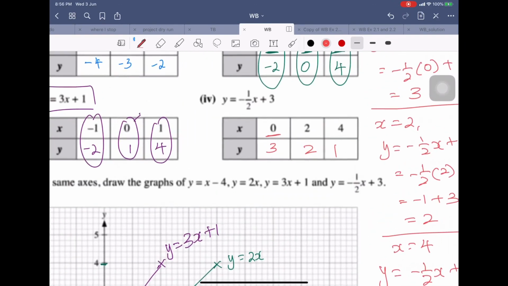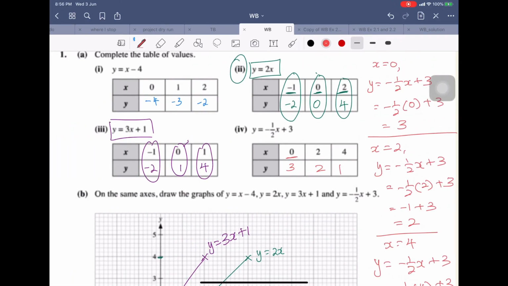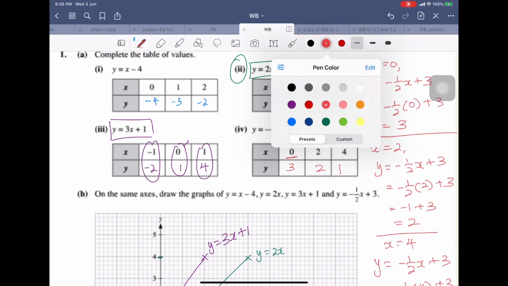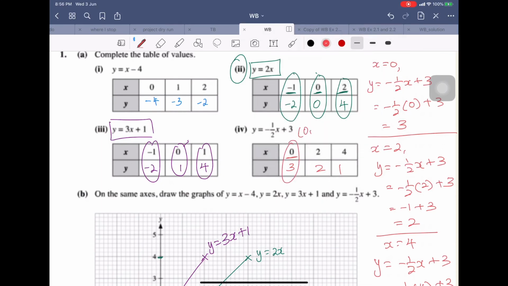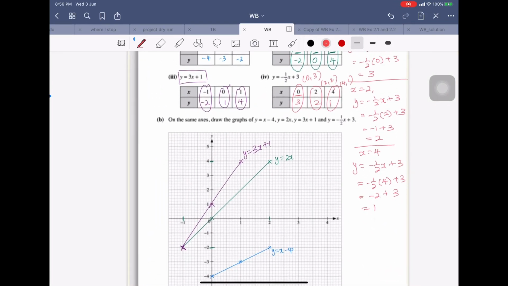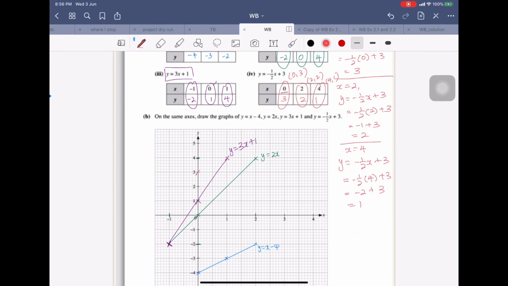After you have found the corresponding y value for each x, you can form your coordinates. So 0, 3, 2, 2, and the last pair is 4, 1. So what I do is I plot these 3 points on your graph. So this is 0, 3, 2, 2, 4, 1. You join them with a straight line, and you label with the equation. So there you have the 4 straight lines.